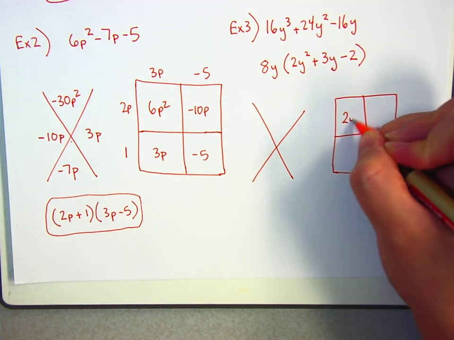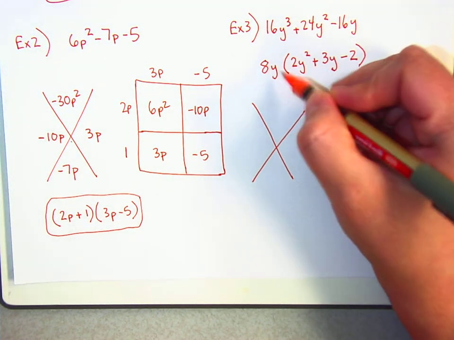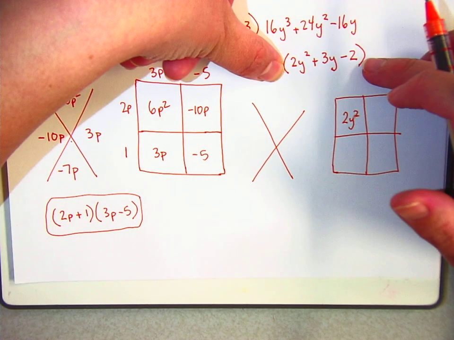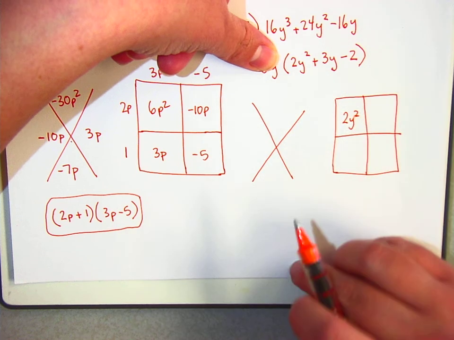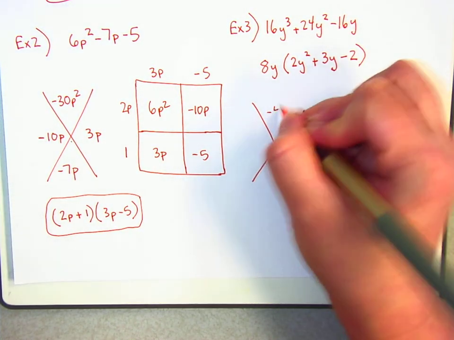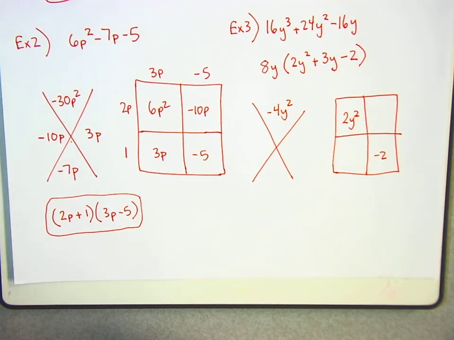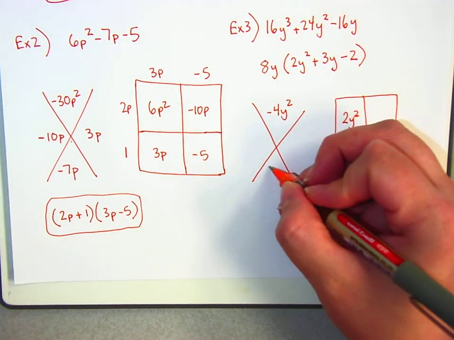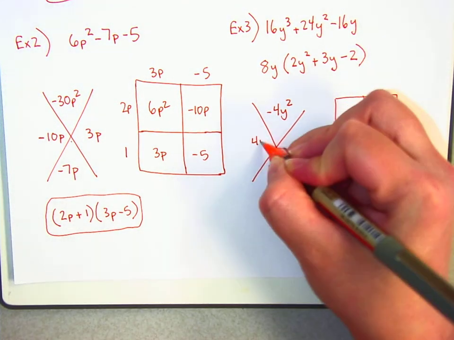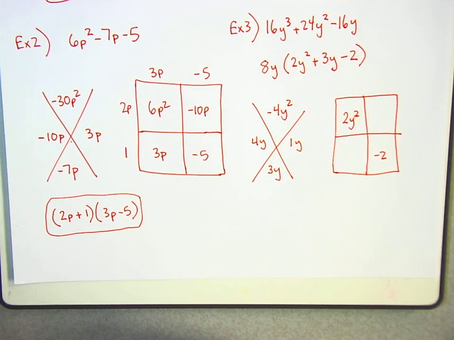All right, and then we're ignoring this thing out front, and we're basically just going to Xbox this part, and then we'll put that 8y back in our answer when we're done. So I put 2y squared here, negative 2, multiplied them, got negative 4y squared. Middle number goes on the bottom. And then we're looking for two things that multiply to get negative 4, but add to get 3. So it's definitely a 4y and a 1y, or just a y, I guess we could say.